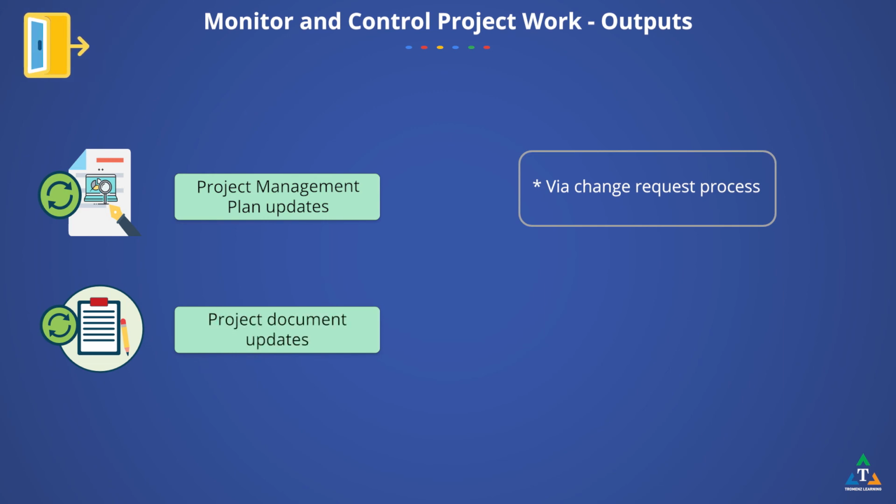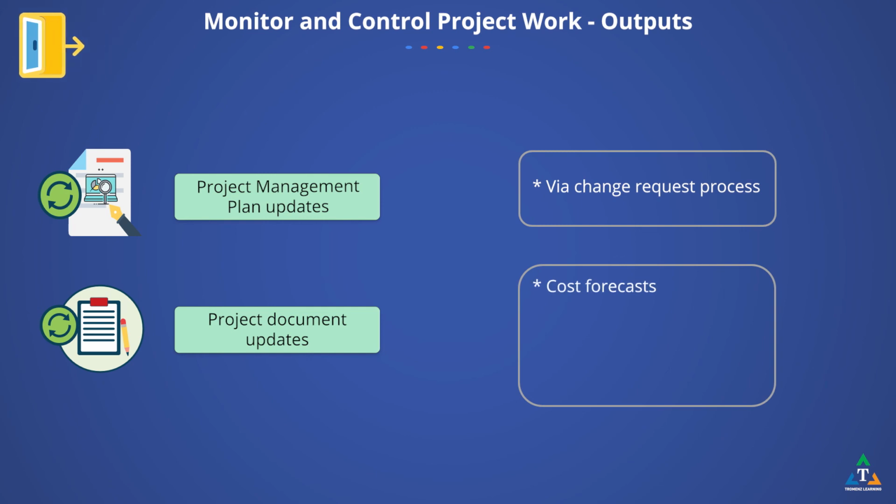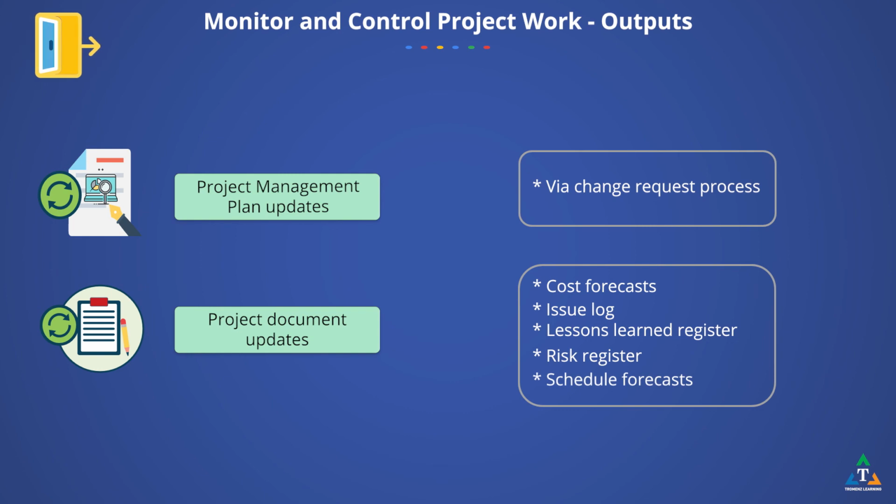Some project documents may be updated as a result of carrying out this process. Changes in cost forecasts resulting from this process are recorded using cost management processes. Issue log records all new issues raised as a result of this process. The lessons learned register is updated with effective responses for variances and corrective and preventive actions. Risk register records all new risks identified during the process. Schedule forecast records changes in schedule forecasts resulting from this process.